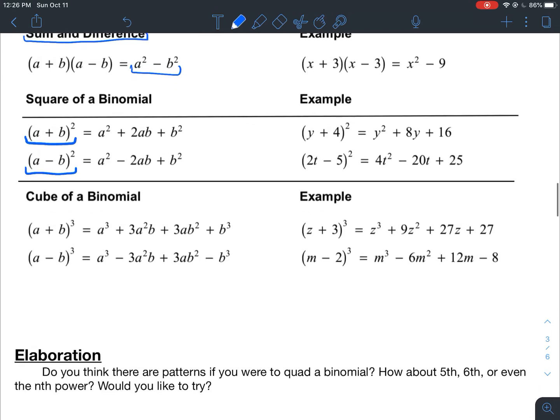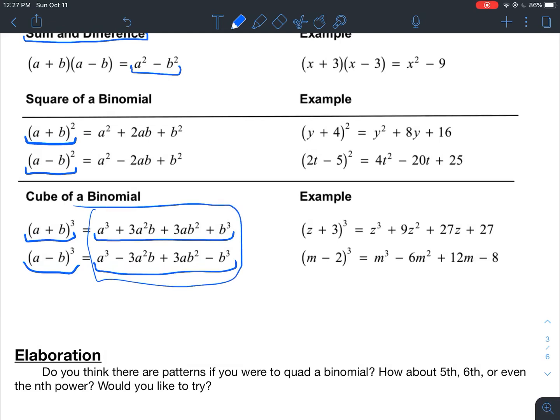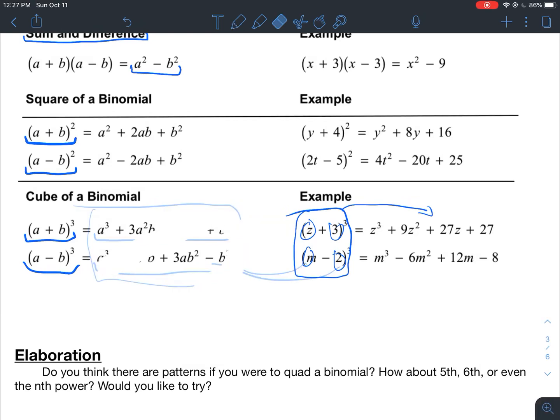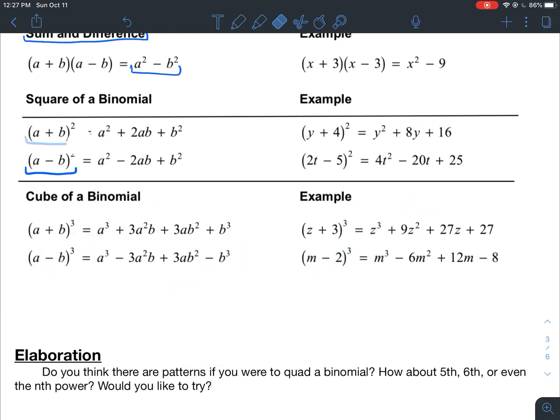And then you could also do the same thing with cubing a binomial, and we already found this one just up above, and this is what it would look like if you were to subtract them. Okay, so again, because we can figure out these patterns right here, we can use examples like this and just plug in the z and the 3 or the m and the 2. We can plug these into the appropriate spots here and save a lot of time and skip past multiplying them.